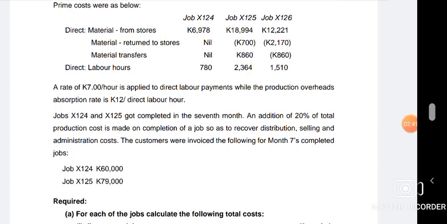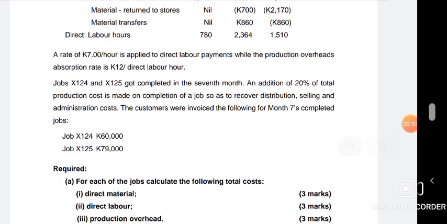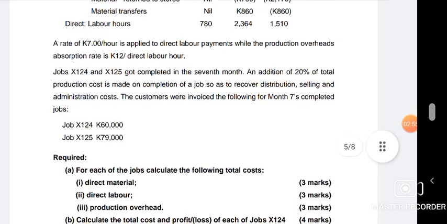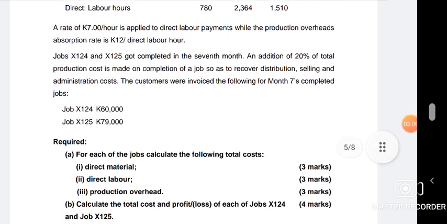Required: for each of the jobs, calculate the following total costs. Let's understand the information. A: direct material, direct labor, production overheads. Lastly, B: calculate the total costs and profit or loss of each of jobs X124 and X125. That's where the question ends. That's why we've been shown the invoice. It will be used for that comparison of whether you've made a profit or a loss at the end of the day, after you've determined the production costs from the jobs that have been stated.